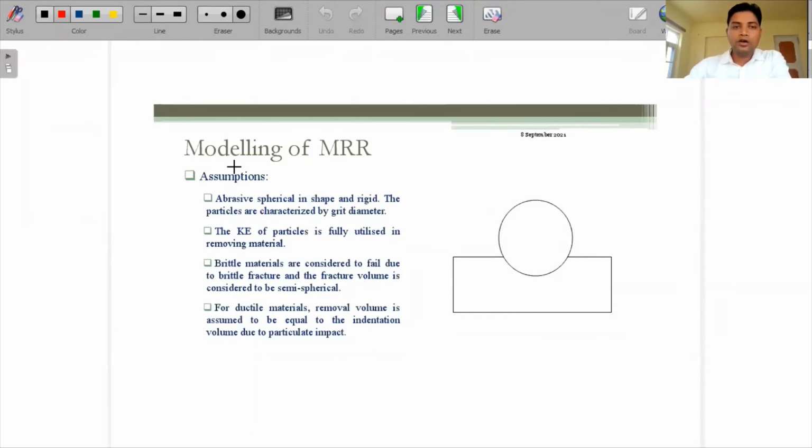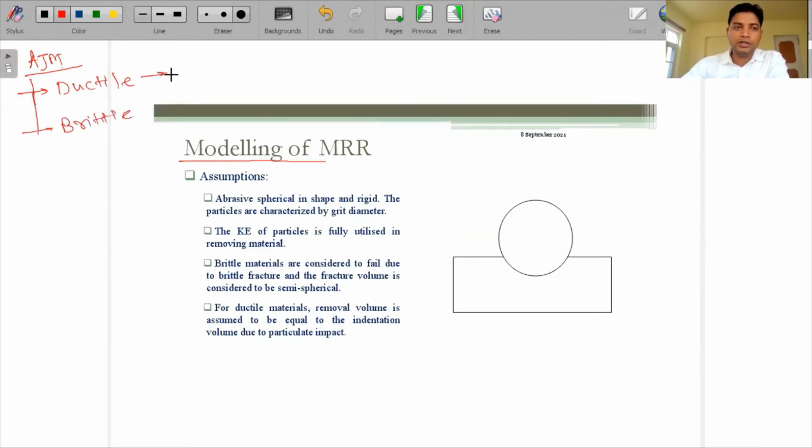That is modeling of material removal rate. We model the material removal rate in the EDM process as well. What is the material removal mechanism, and how is the material removed? Guys, please concentrate: this process, abrasive jet machining (AJM), is applicable for both types of material. Both types means either it can be a ductile material or it can be a brittle material.